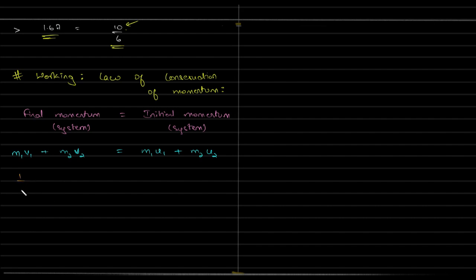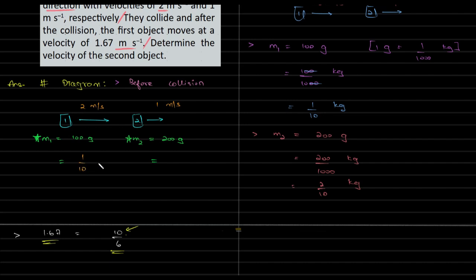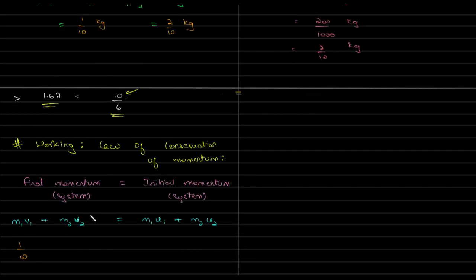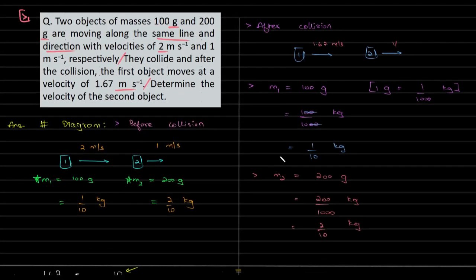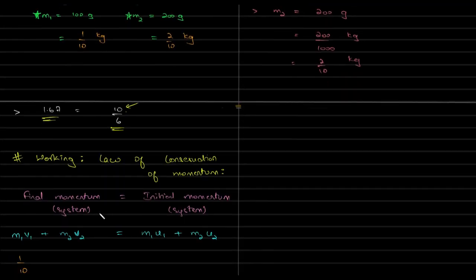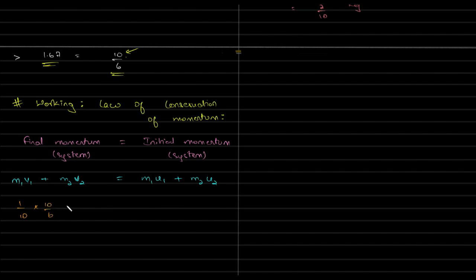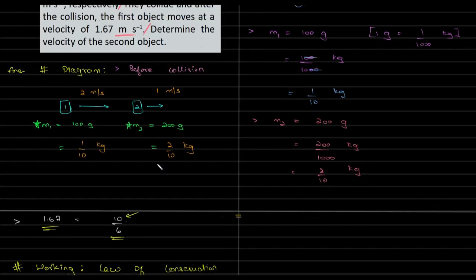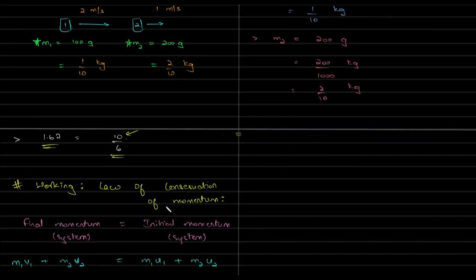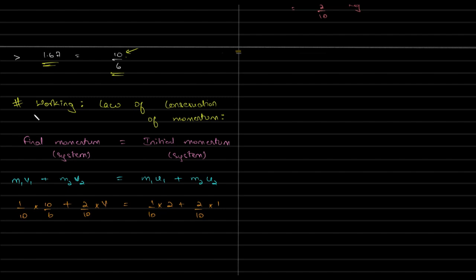So what is the mass of the first object? I think it's 1 by 10 kg and 2 by 10 kg. And the velocity, oh sorry, this is final velocity now, so this is 1.67. I'll write it as 10 by 6, plus m2 is 2 by 10 into v, is equal to m1 is 1 by 10 into 2 plus 2 by 10 into 1. Am I right? 2 and 1, 1 by 10 and 2 by 10. Correct. And now it's just a matter of calculating.